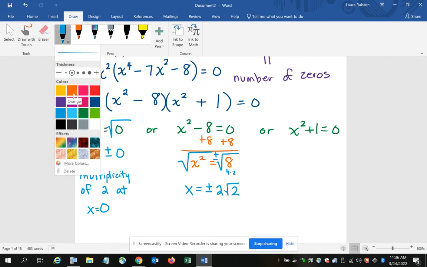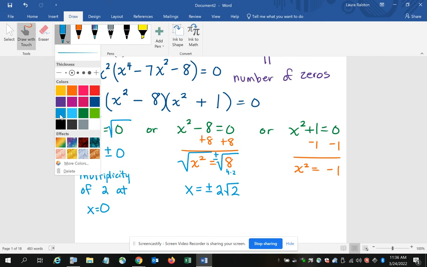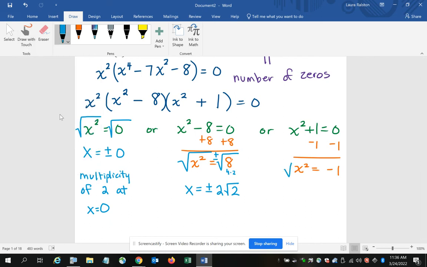Finally, x squared plus 1, we're going to subtract 1 from either side. We have x squared equals negative 1. Again, to get rid of the square, we're going to square root each side. Again, it could be plus or minus. So we have x, not x squared. We have x equals the square root of negative 1. And by definition, the square root of negative 1 is i. So we have plus or minus i.